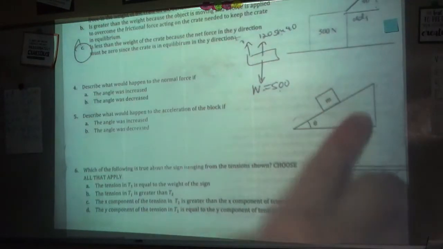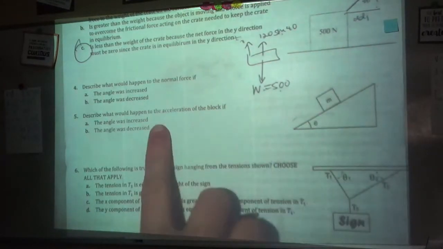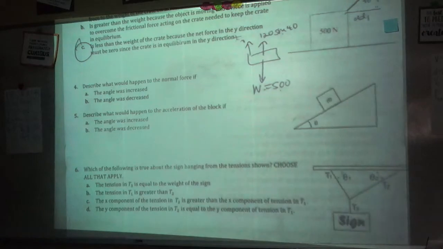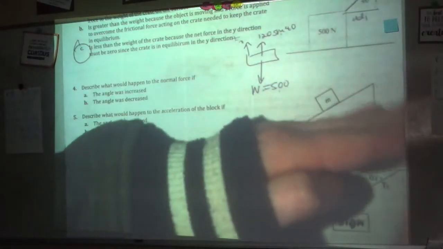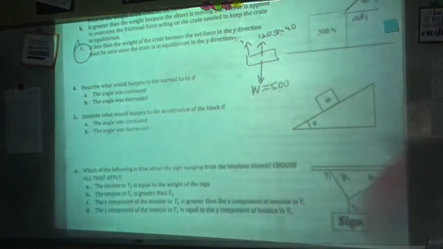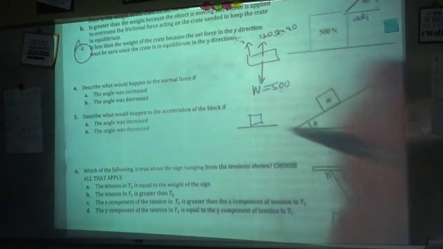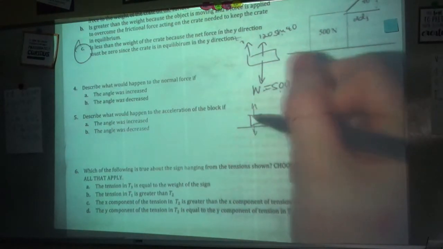If the angle was increased or decreased, what would happen to the normal force and the acceleration? So let's first start with the normal force. Think about if the angle was 0, if it was just on the ground, my normal force would be equal to my weight force.